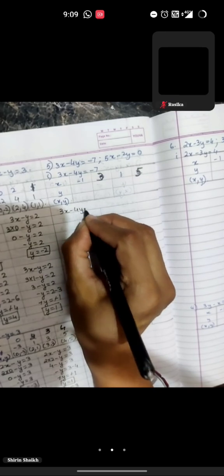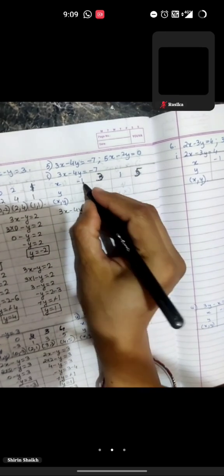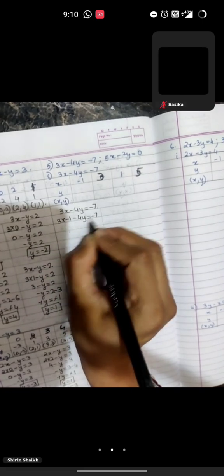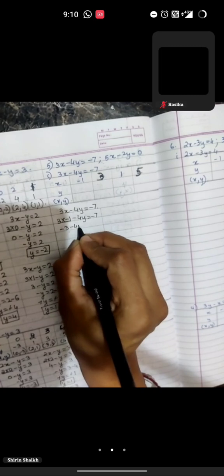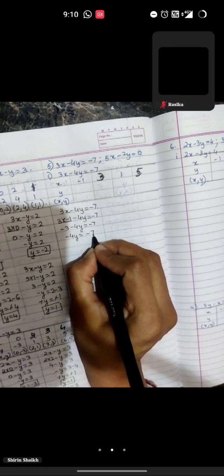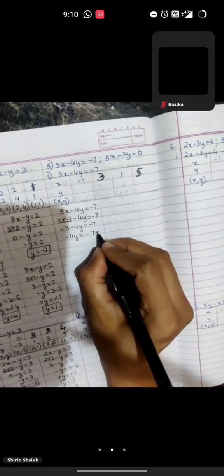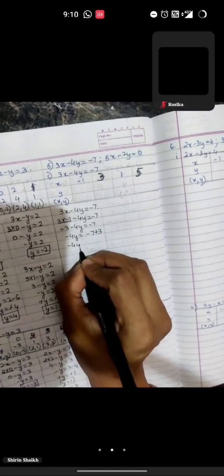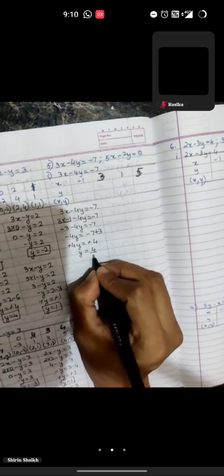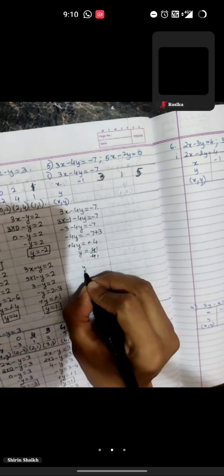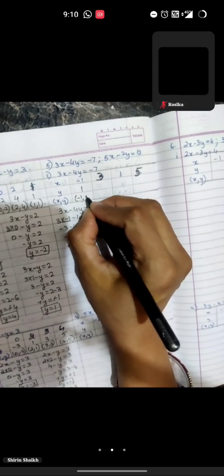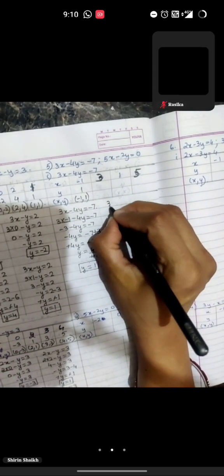3x minus 4y is equal to minus 7. So I'm going to take x as minus 1 first. Minus 3 minus 4y is equal to minus 7, and this becomes plus 3. So minus 4y is minus 4, the minuses cancel. 4 upon 4, y is 1. So when x is minus 1, y is 1.